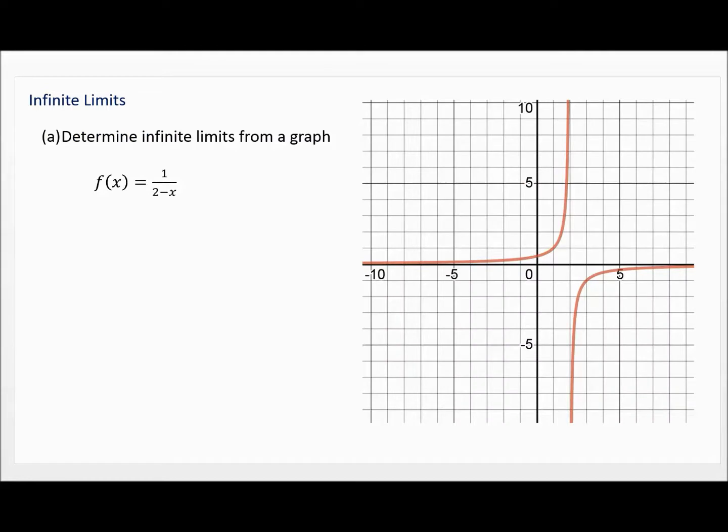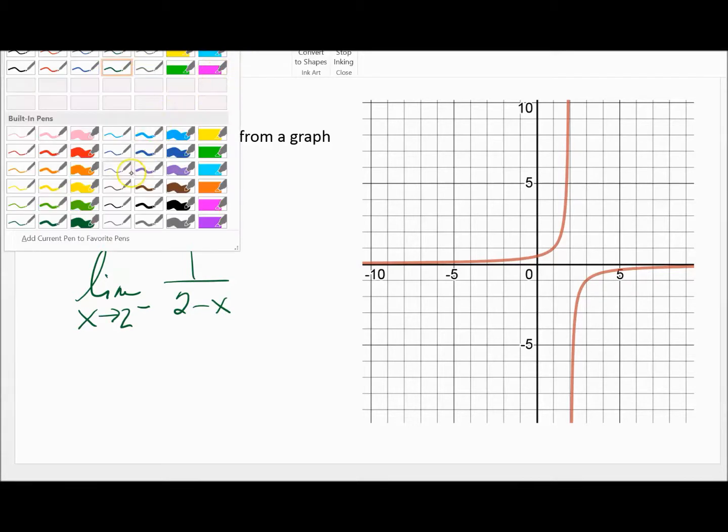Now this is a problem more like what you'll be dealing with. Determine infinite limits from the graph, okay? So we have f of x equals 1 over 2 minus x. Notice I didn't ask you for a limit at all, but if I ask you to take the limit as x approaches 2 from the left of 1 over 2 minus x, let's do a cool color, like purple.